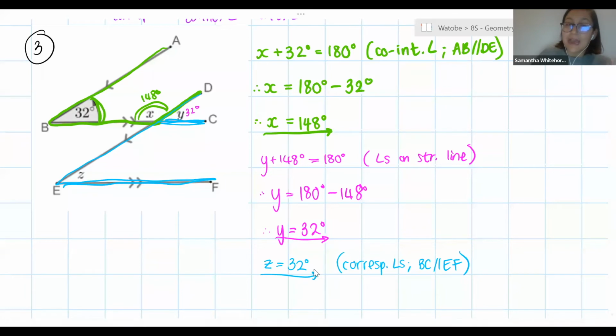Guys, remember, your reasons might look a little bit different. For example, when Justin said angles on a straight line for y, that didn't even come into my head. I was using another reason, corresponding angles, but that's okay. Your reasons will sometimes look a little different, especially when the diagrams get more complicated, but that is absolutely 100% fine. Well done, guys. That was so nicely answered.